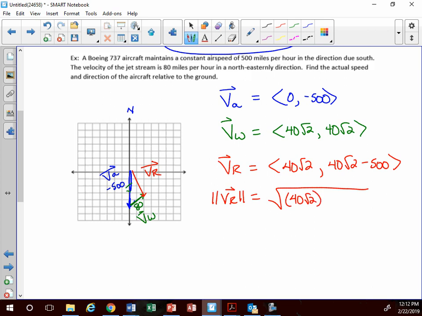So you're doing 40 root 2 squared plus 40 root 2 minus 500 quantity squared. Okay, so guys, use your calculator. Please don't do this in pieces. Just key it all in, use parentheses, square root of all of that, and go ahead and give me the answer to the nearest mile per hour. But guys, I would store this answer because you're going to need it later.